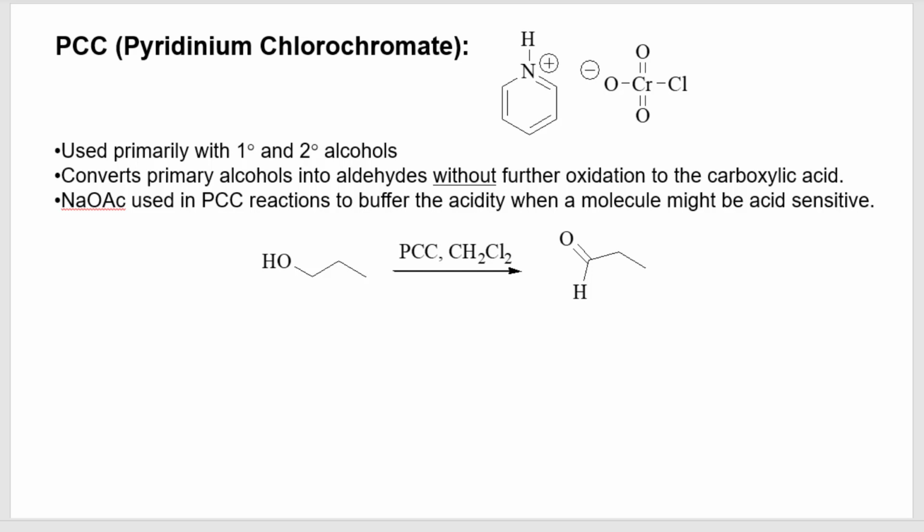chlorochromate. And what you'll notice about PCC is that we are not going to be using this reagent under acidic aqueous conditions, as we saw in the Jones oxidation. Okay, so this is not present. It is not acidic, nor is it aqueous, and that's key. Let's take a look at oxidizing a primary alcohol.